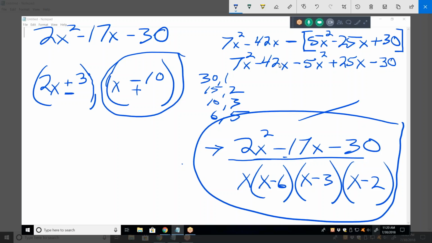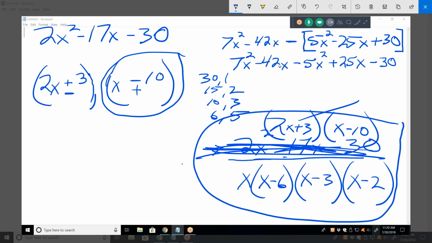We could put the answer down like this, 2x plus 3 in the numerator times x minus 10, but that doesn't really help us. We can't cancel anything more out, because all it does is fully factor it, and I don't know that that's needed. Like I said, the only reason you'd even give it 20 seconds worth of time was on the slim possibility that one of these factors would cancel out with the bottom.